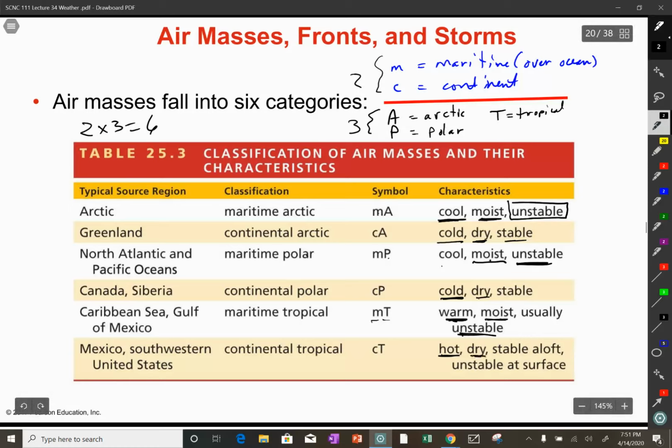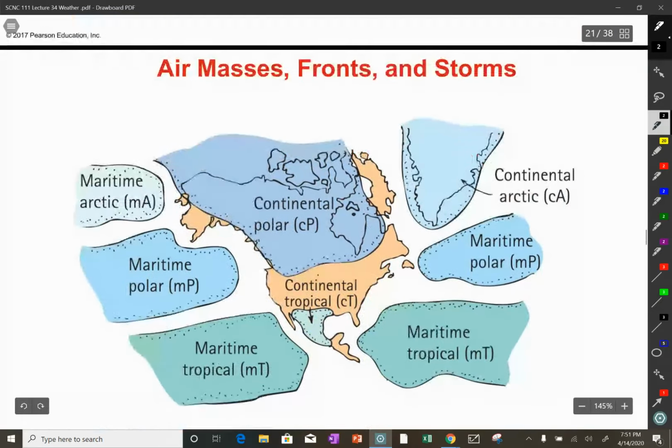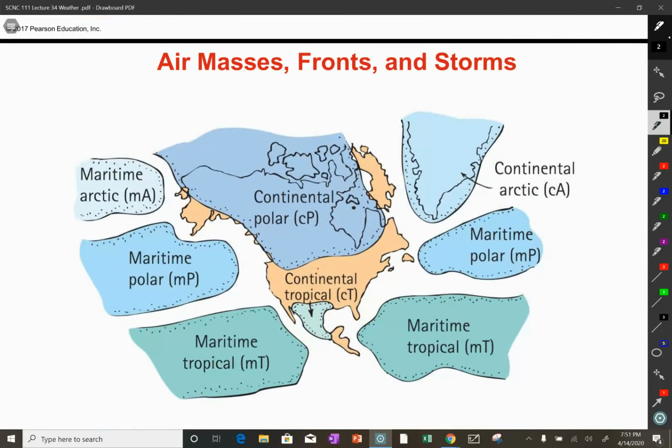Dry air over the continents, stable aloft, but unstable at the surface. So even though it's dry, it can still be unstable at the surface. So these different types of air, different temperatures and moisture content, are what drives our weather patterns. So here's just pictorial showing where we expect to see these different types of air masses.